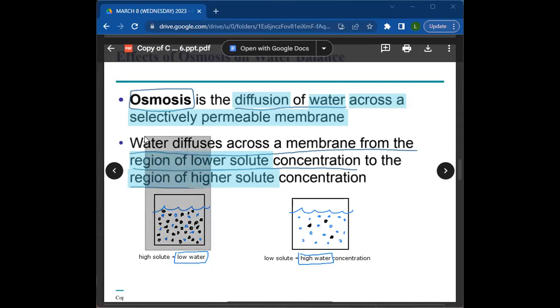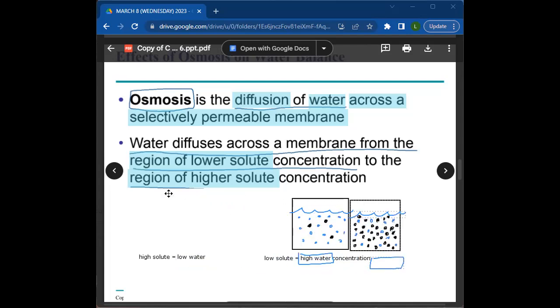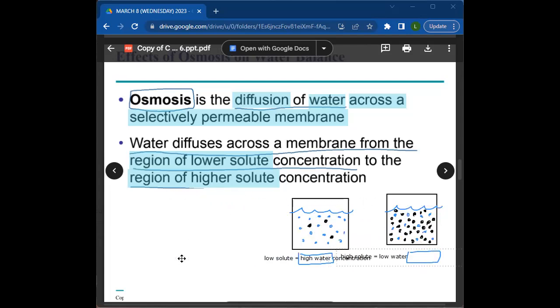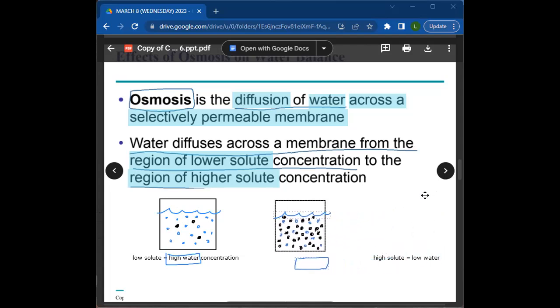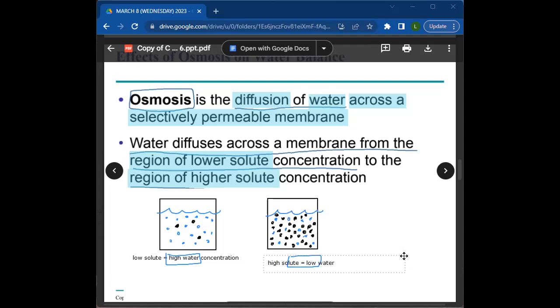It's going from high water to low water. And actually, you know what? Let me switch this because I know it's backwards. Let me move it over here. There we go. And let me scoot that one over here. There we go. That's better. So it's still going from high water to low water. We just don't normally talk about it like that. We normally talk about it in terms of solute, but know both ways.